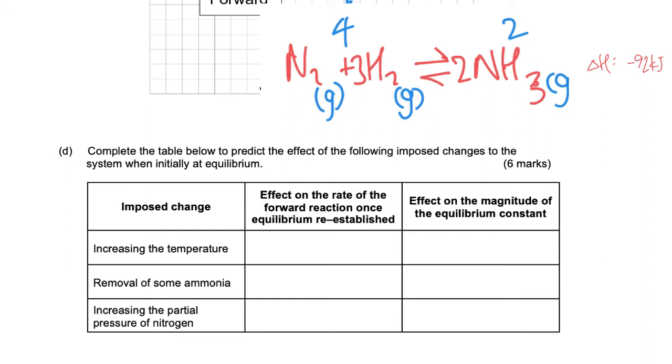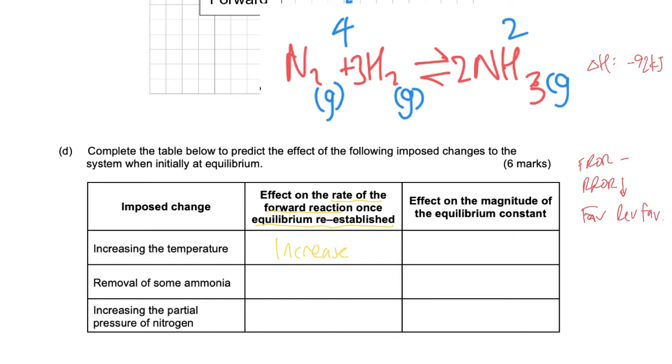Increasing the temperature will have what effect on the forward reaction rate after equilibrium has been re-established? Okay, so increasing the temperature, that will increase, right? That will increase no matter what. Removal of some ammonia. So remember when we do this, forward rate of reaction, reverse rate of reaction, which one is favored? Okay, so forward rate of reaction here, if I remove some ammonia, unaffected. Reverse rate of reaction goes down. That means the reverse is favored.